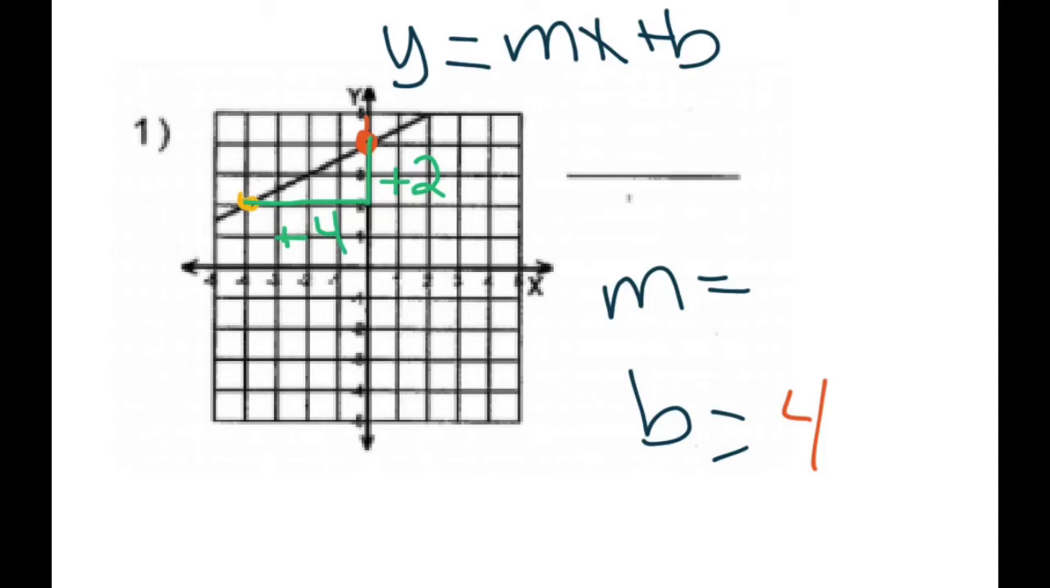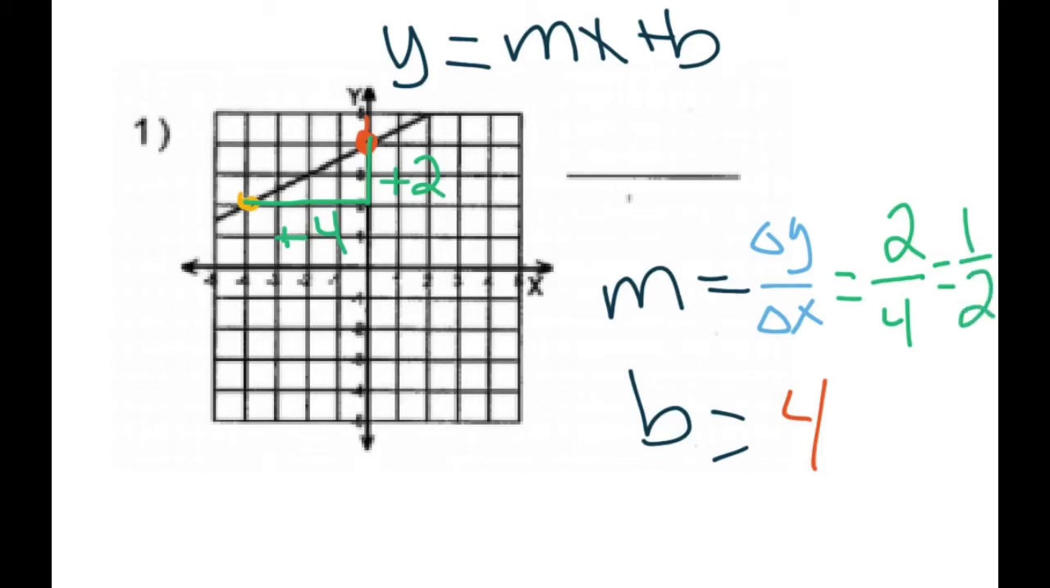Now, for slope, we're going to use these numbers, and we have to remember that slope is change in y over change in x. So our change in y is 2, so I'm going to put the 2 on the top, and our change in x is 4. Now you might be like, Mr. Graber, that reduces. Yeah, we always need to write this in simplest form. So 2 over 4 reduces to 1/2. We always want our slope in simplest form.